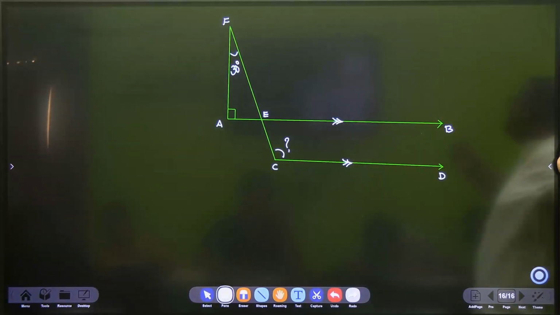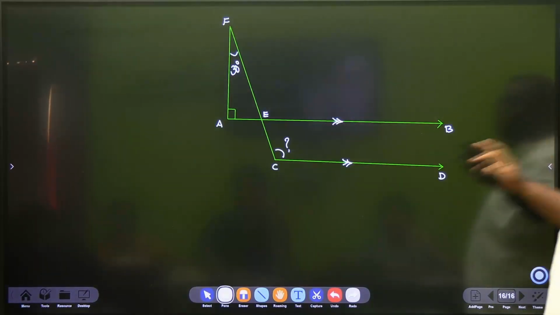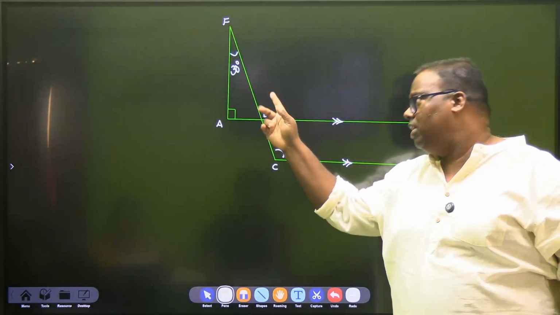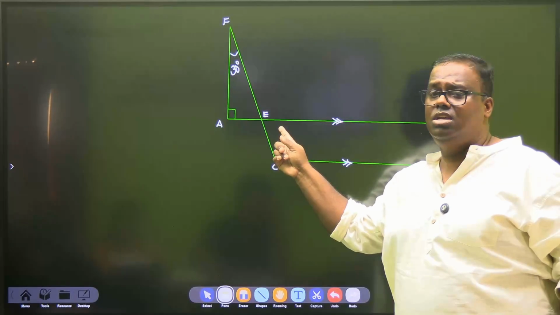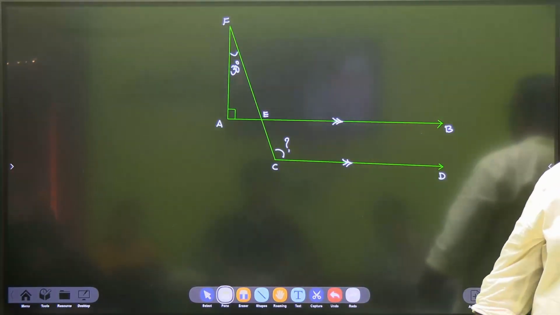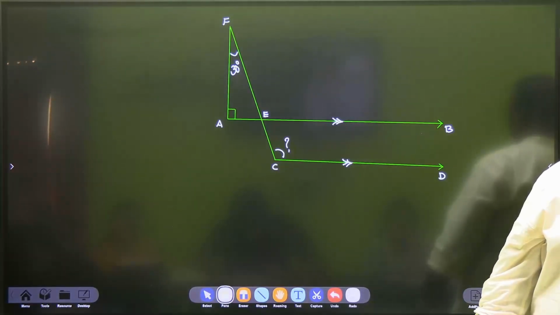In 30 seconds you should answer. 90, 30. How much? 120. 120 means this is 60. This is 60. 120. 30 seconds only. But did you understand?